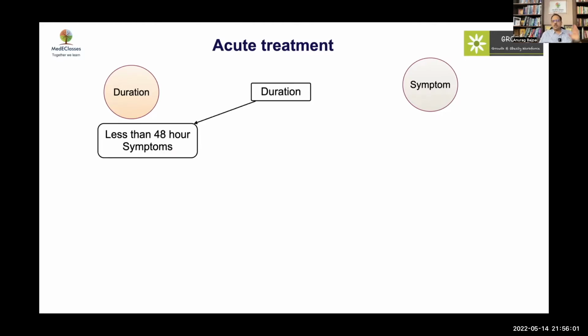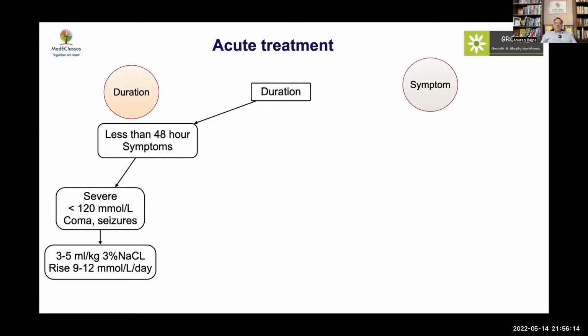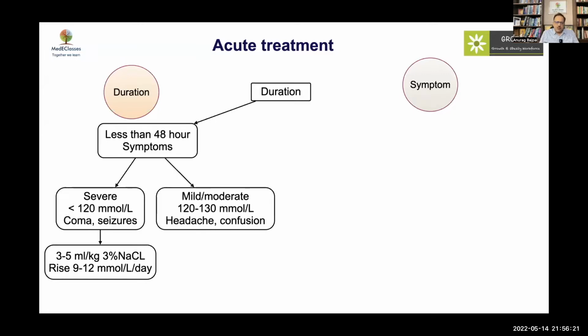If the duration is less than 48 hours, the child was fine 48 hours ago and suddenly there's a problem, and the symptoms are severe, sodium is less than 120, coma, seizures, this is an emergency. You have to do everything to salvage the child. So you give 3 to 5 ml per kg of 3% saline and rise by 9 to 12 millimoles per liter per day. If you have mild to moderate symptoms, sodium 120 to 130, headache, confusion, you will give a small push, 1 to 2 ml per kg of 3% saline, rise of 8 to 9 millimoles per liter per day.